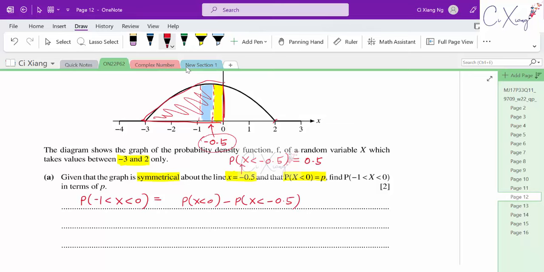Okay, and then I need to times 2 for the whole thing because the total area that I want to find is blue and yellow. Blue is the same as yellow, therefore I straight away times it with 2. So if I put in the value, x smaller than 0, I have a p. X smaller than -0.5, I have 0.5 here. So 2 multiplied with p, I get 2p, and then 2 with 0.5, I get a 1. Therefore, the probability for this area should be 2p minus 1.